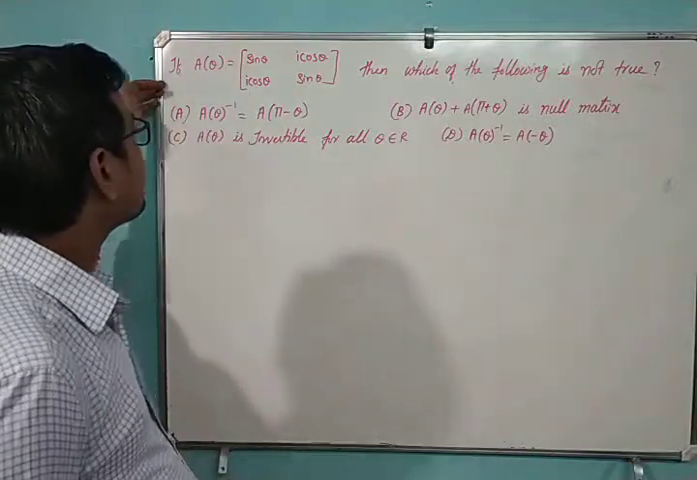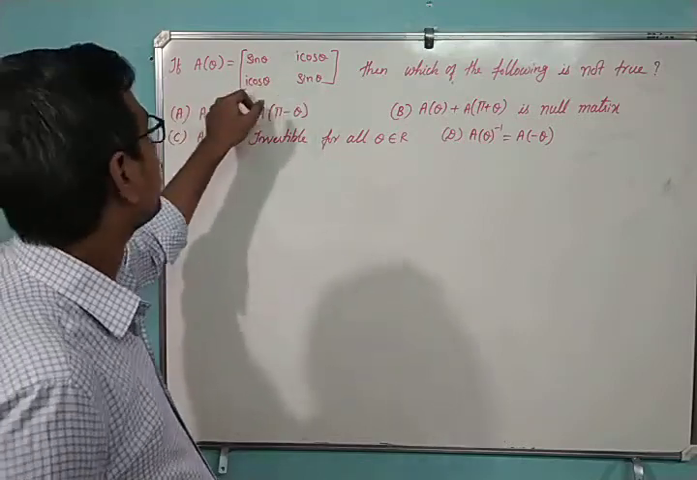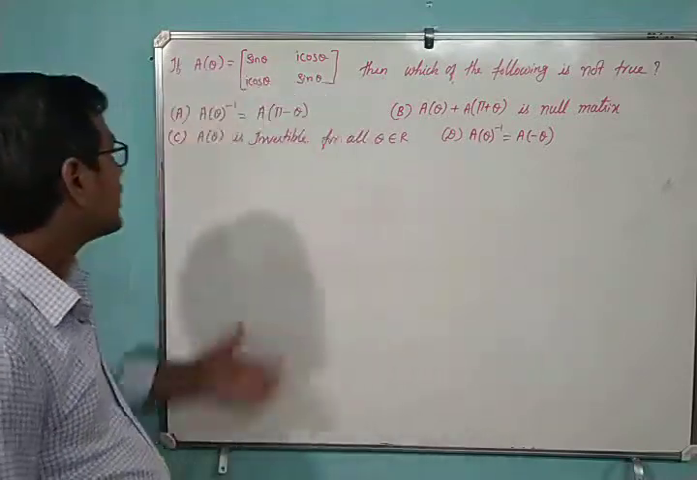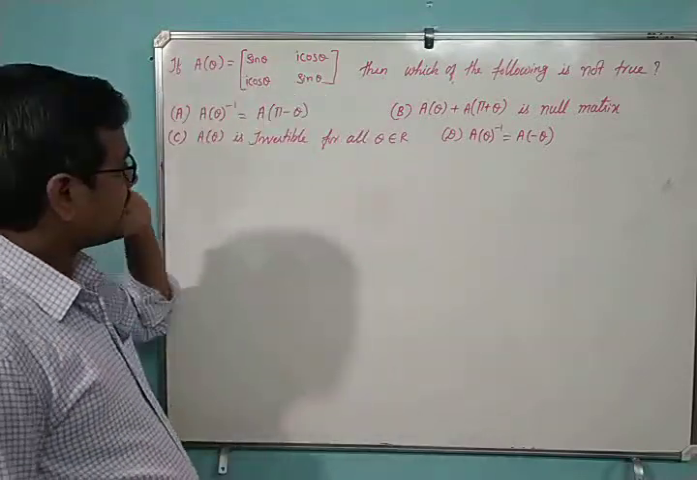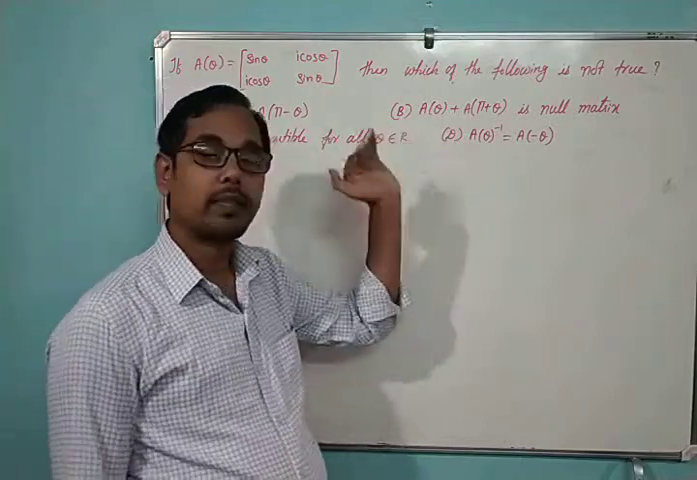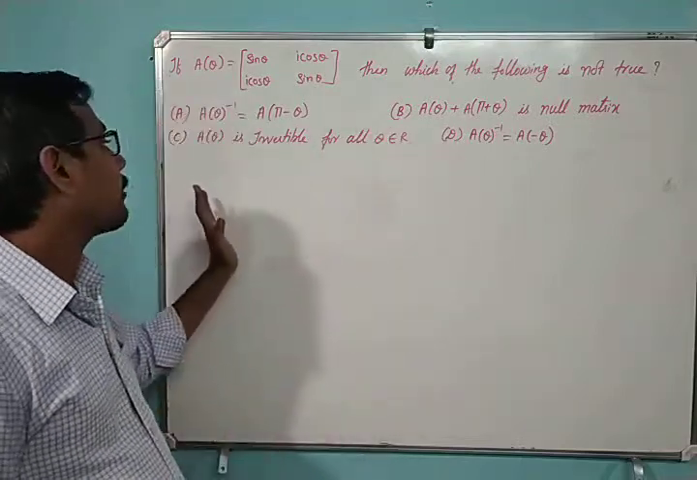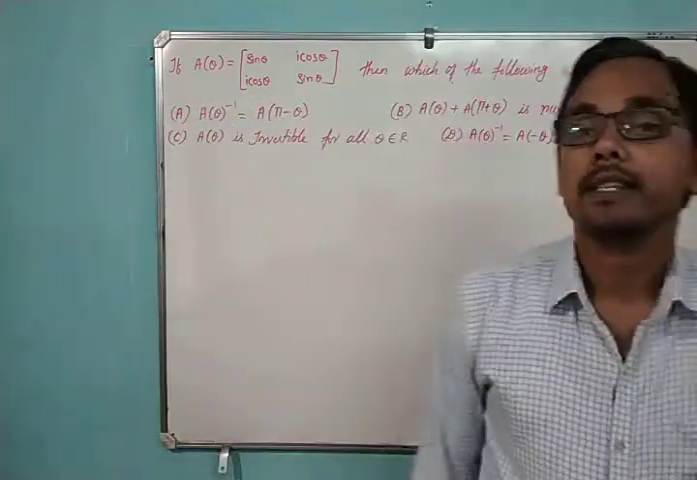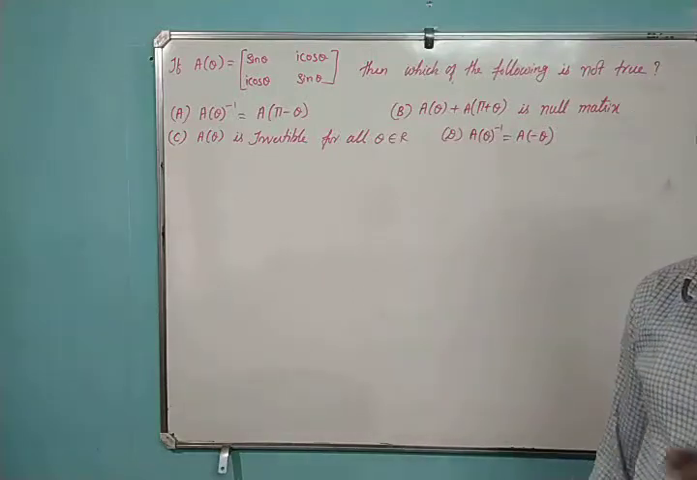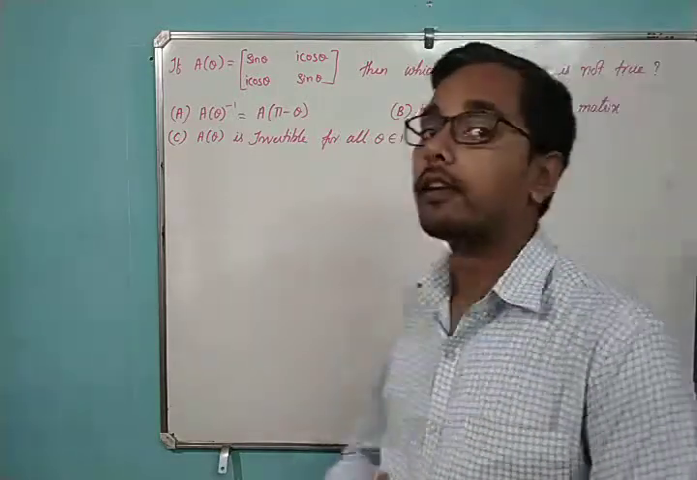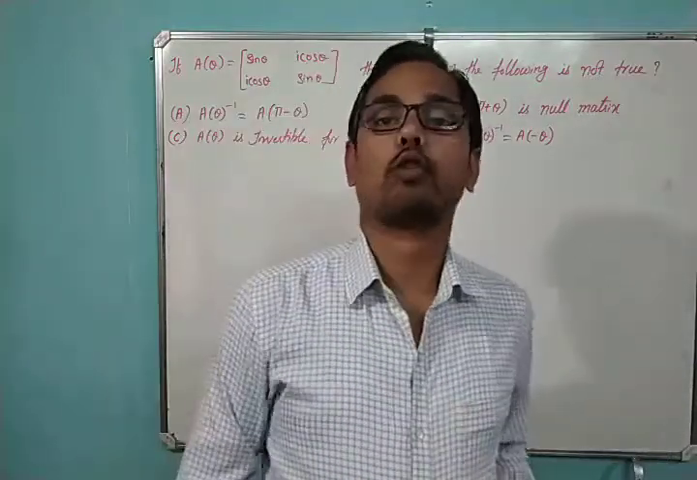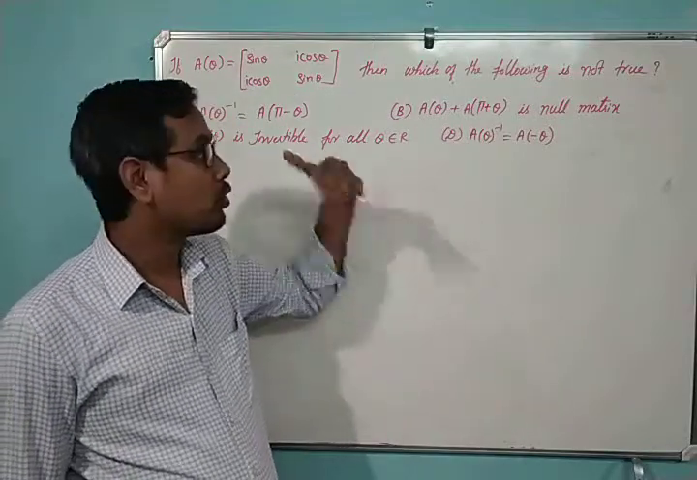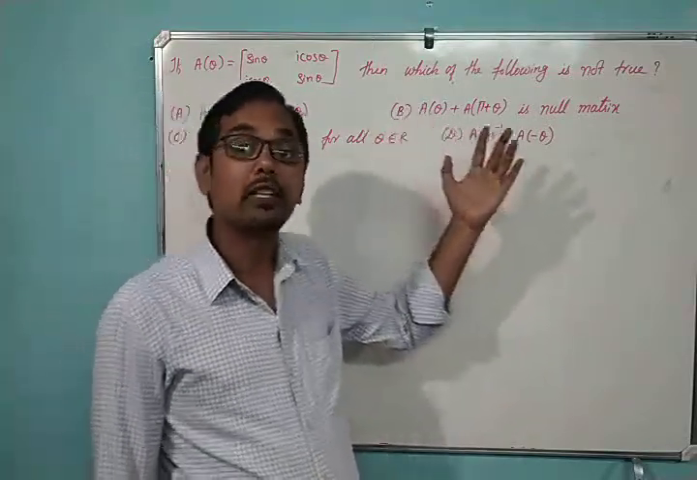What they have given here is, if A of theta is [sin theta, i cos theta; i cos theta, sin theta], then which of the following is not true? First one is A theta inverse is equal to A of pi minus theta. A theta plus A of pi plus theta is a null matrix. A of theta is invertible for all theta belonging to R. A of theta inverse is equal to A of minus theta. Okay, so these are the four options. Here our job is to find which is not true. It is not that we should find which is true, right? Our job is to find which one is not true.